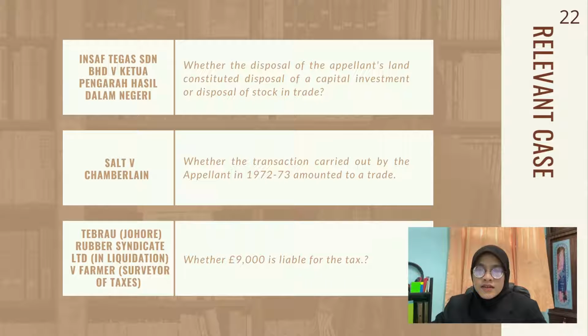The second case is Saud vs Chamberlain. The issue is whether the transaction carried out by the appellant in 1973 amounted to a trade. The appellant is a mathematics graduate whose academic study included the application of computers to the forecasting of share movement, which involved analysis. On 15 January 1969, the appellant began to buy and sell on the stock exchange, and in 1973, the appellant made a loss in buying and selling on the stock exchange. The appellant had also borrowed from his bank to finance the transaction in stock and shares.